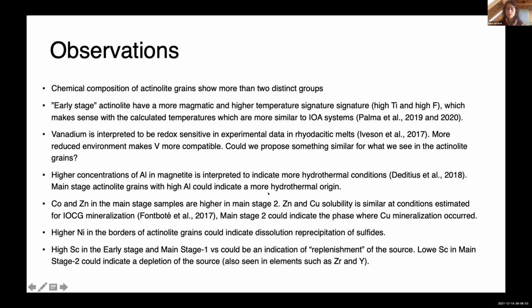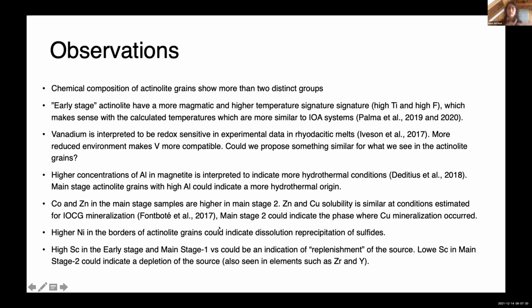What I'm suggesting here is that we can use zinc as a proxy to understand copper, mainly because their solubility is very similar at the conditions that we estimate for IOCG mineralization. So this main stage 2 could indicate the phase where copper mineralization occurred. The higher nickel in the borders of actinolite, we suggest, could be a dissolution-precipitation of sulfides, and we're getting the nickel from the sulfides that we know are pretty high in nickel from our previous pyrite work.